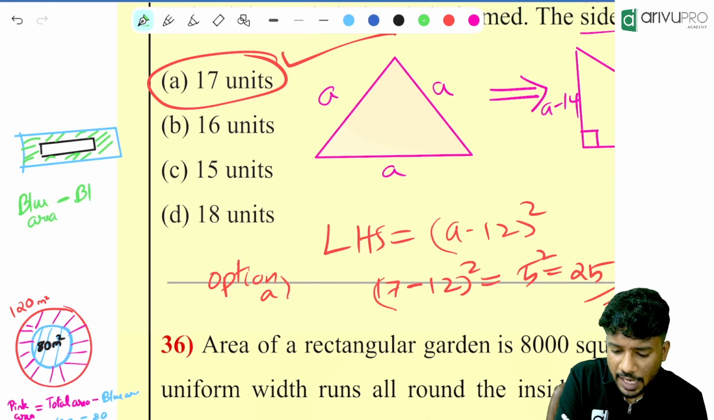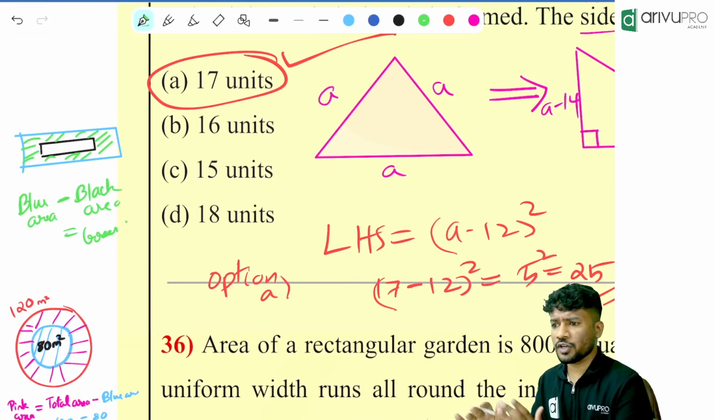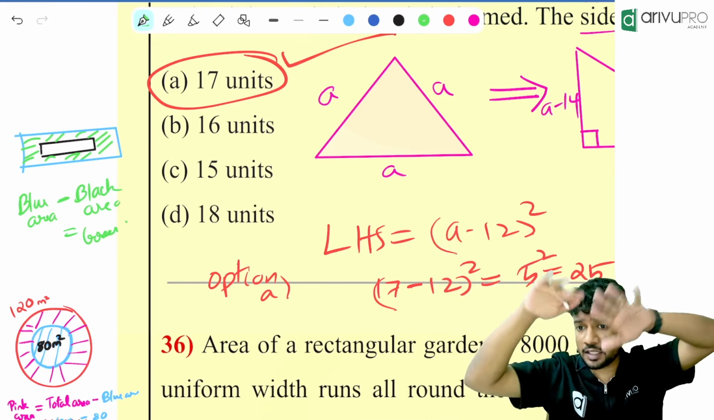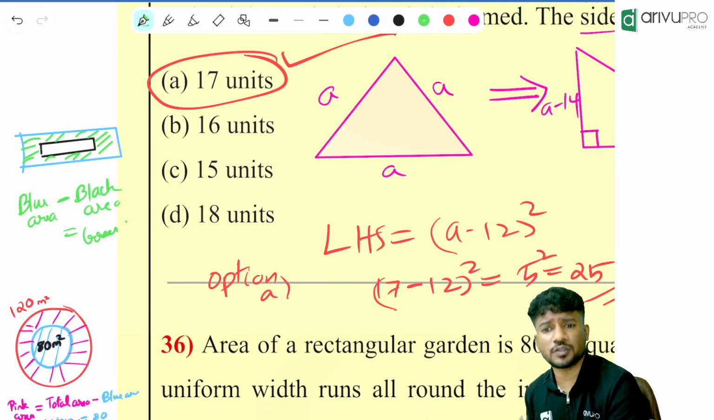The black area will give you what? Which is equal to the green area. Everyone knows that idea, right? For example, in this classroom, this entire classroom floor area, I'm going to say, is something like 1000 square feet.